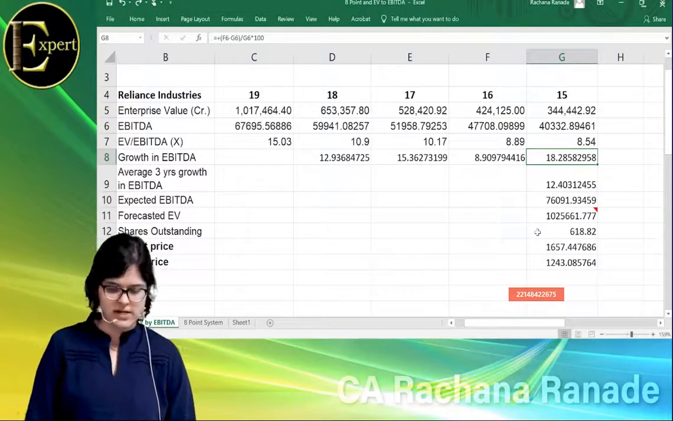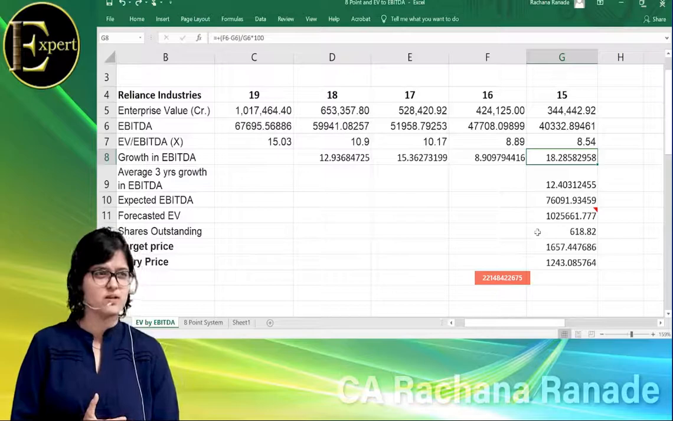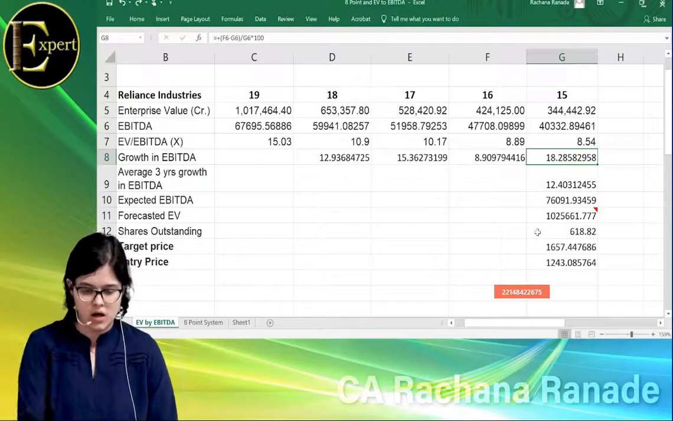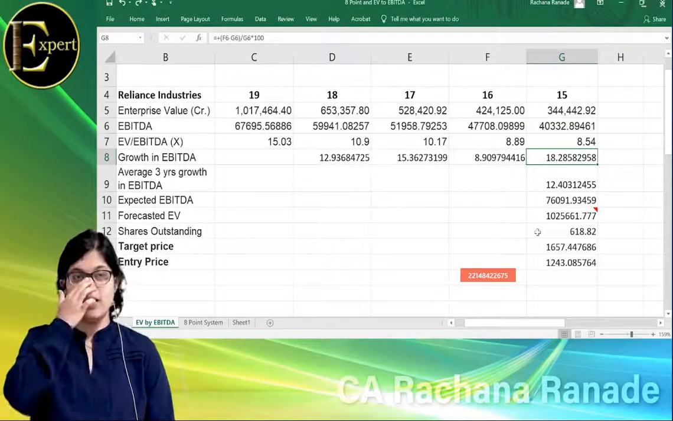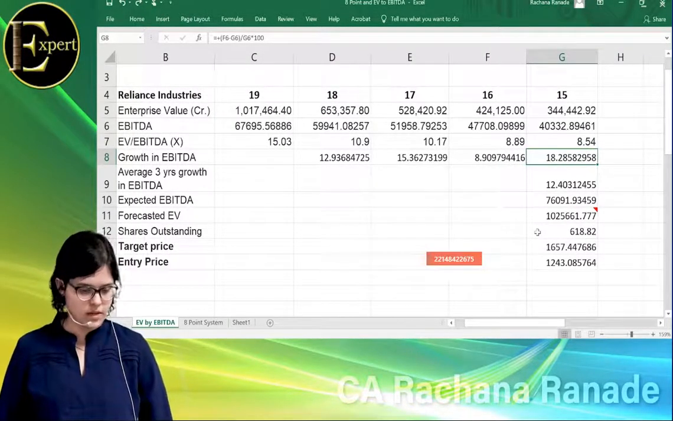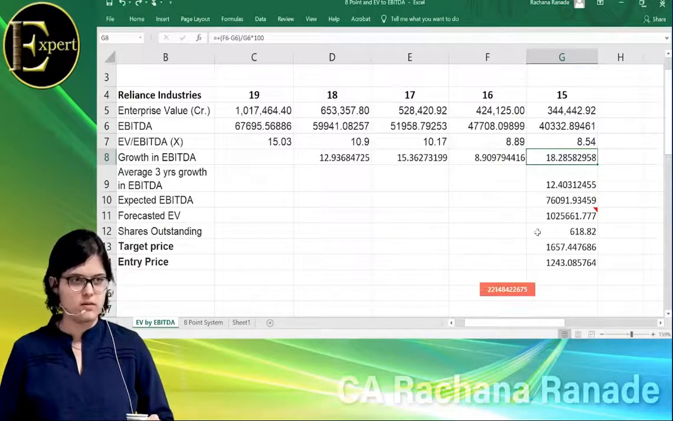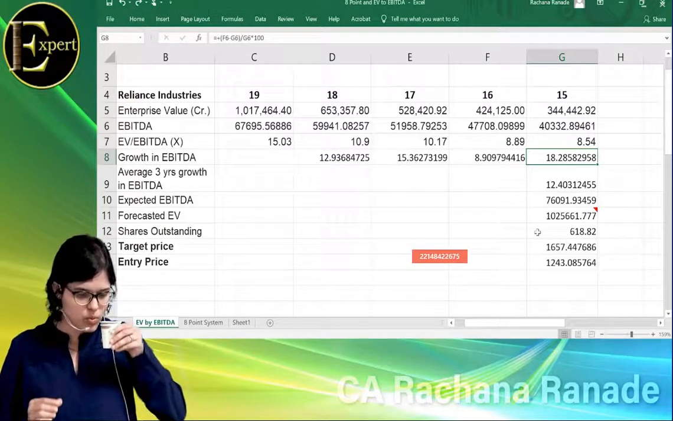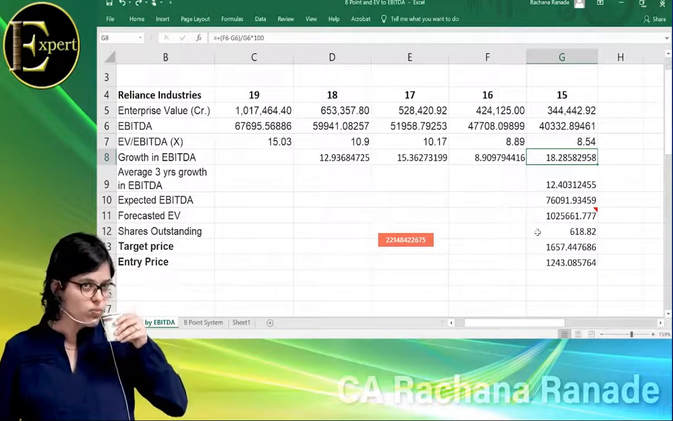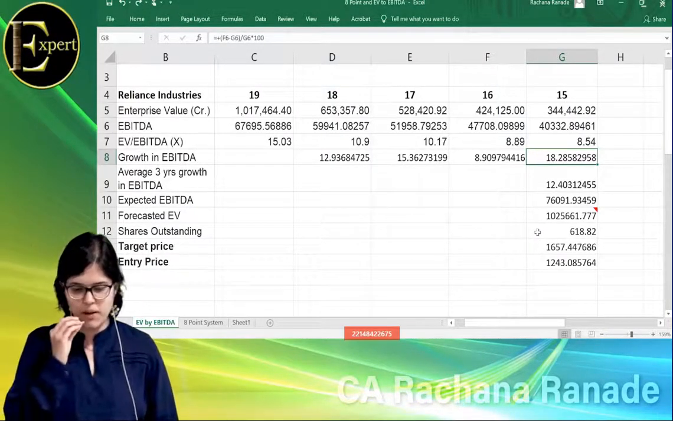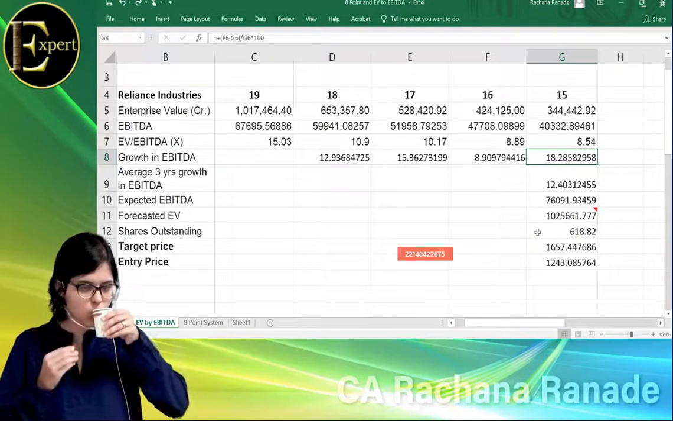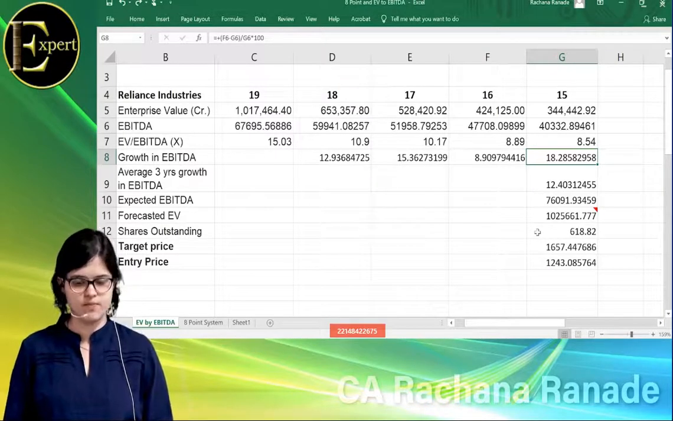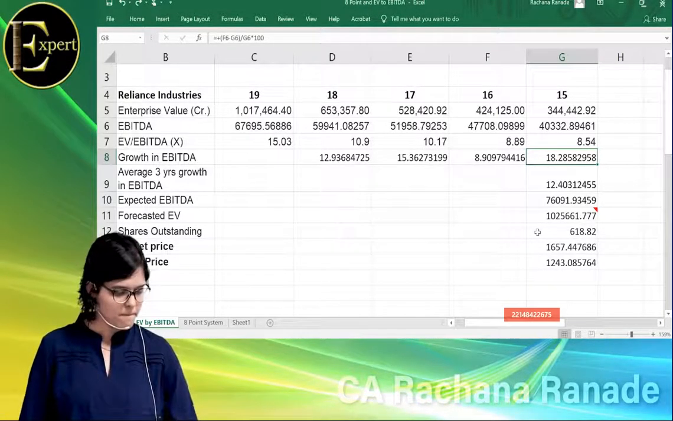So let us write it down. What heading was I dictating? Okay, write down the heading. Valuing shares, don't write expected, valuing shares using EV by EBITDA model. Valuing shares using EV by EBITDA model.